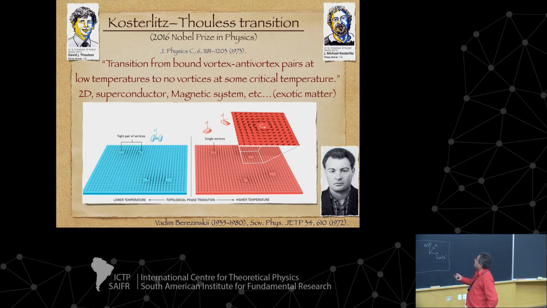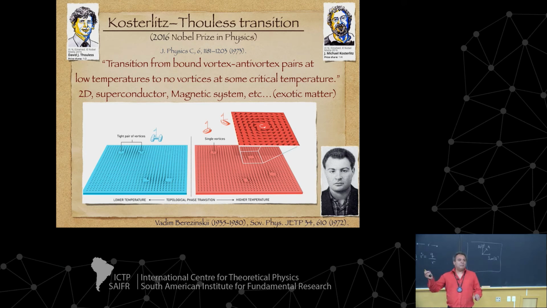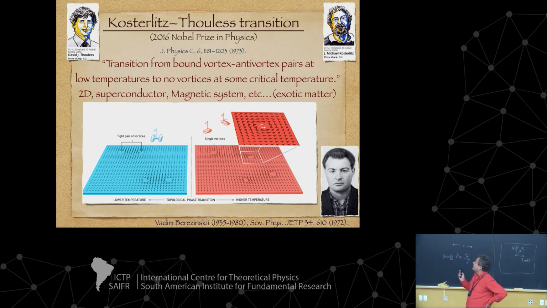Okay, so this is a simple representation. You have a vortex pair, and here we don't have one. And for instance, in a simple way of thinking about superconductivity, essentially we have a Cooper pair or no Cooper pair. Okay, you have this kind of state as an equilibrium to explain this kind of phenomenon.